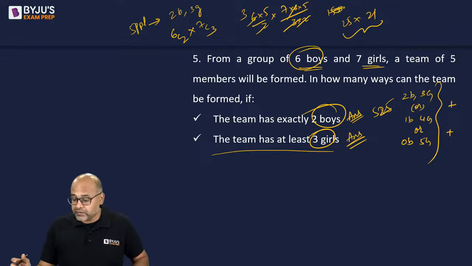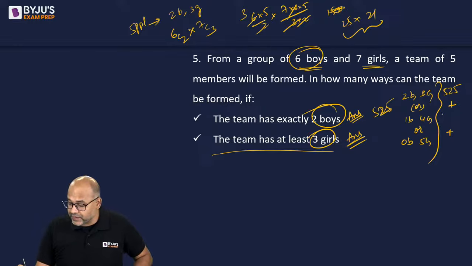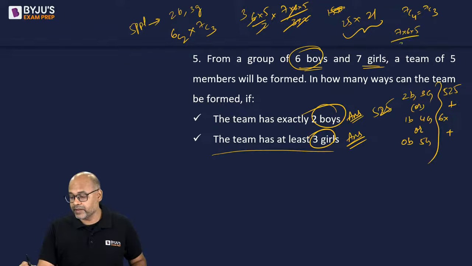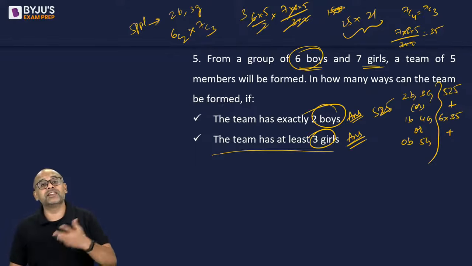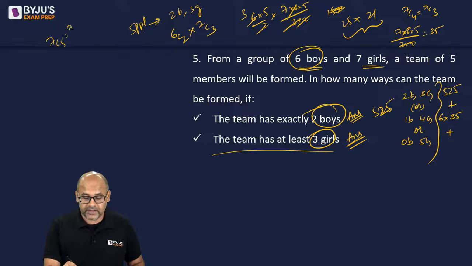2 boys and 3 girls we already saw, 525. Right? Next, 1 boy and 4 girls. 1 boy is 6C1, 6 ways, and 7C4. What is 7C4? It is 7C3. 7C3 is basically 7 into 6 into 5 by 3 into 2, which is 35. And all 5 are girls. If all 5 are girls, it is 7C5. 7C5 is 7C2. Right? 7C5 is 7C2, which is 7 into 6 by 2. 2 goes 3 times, 7 3s are 21.